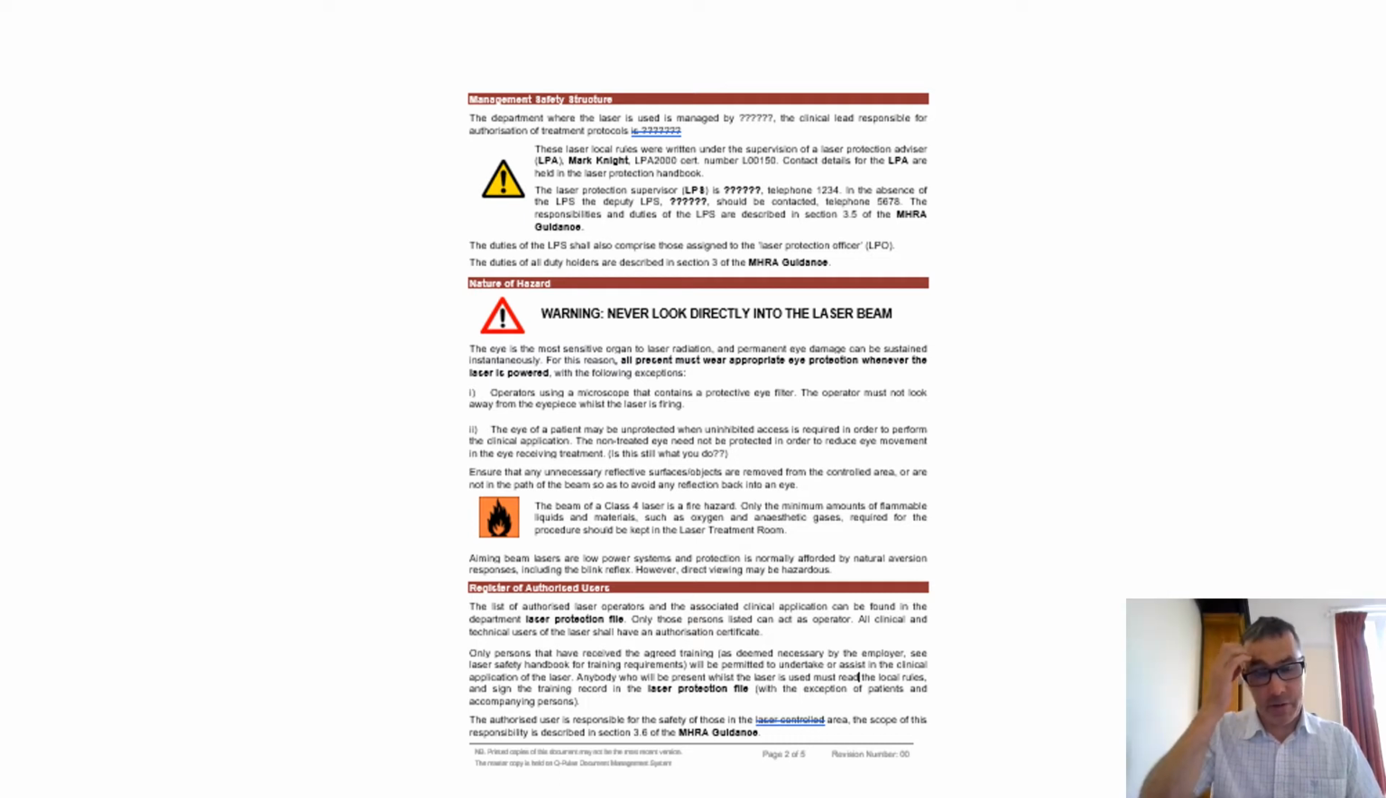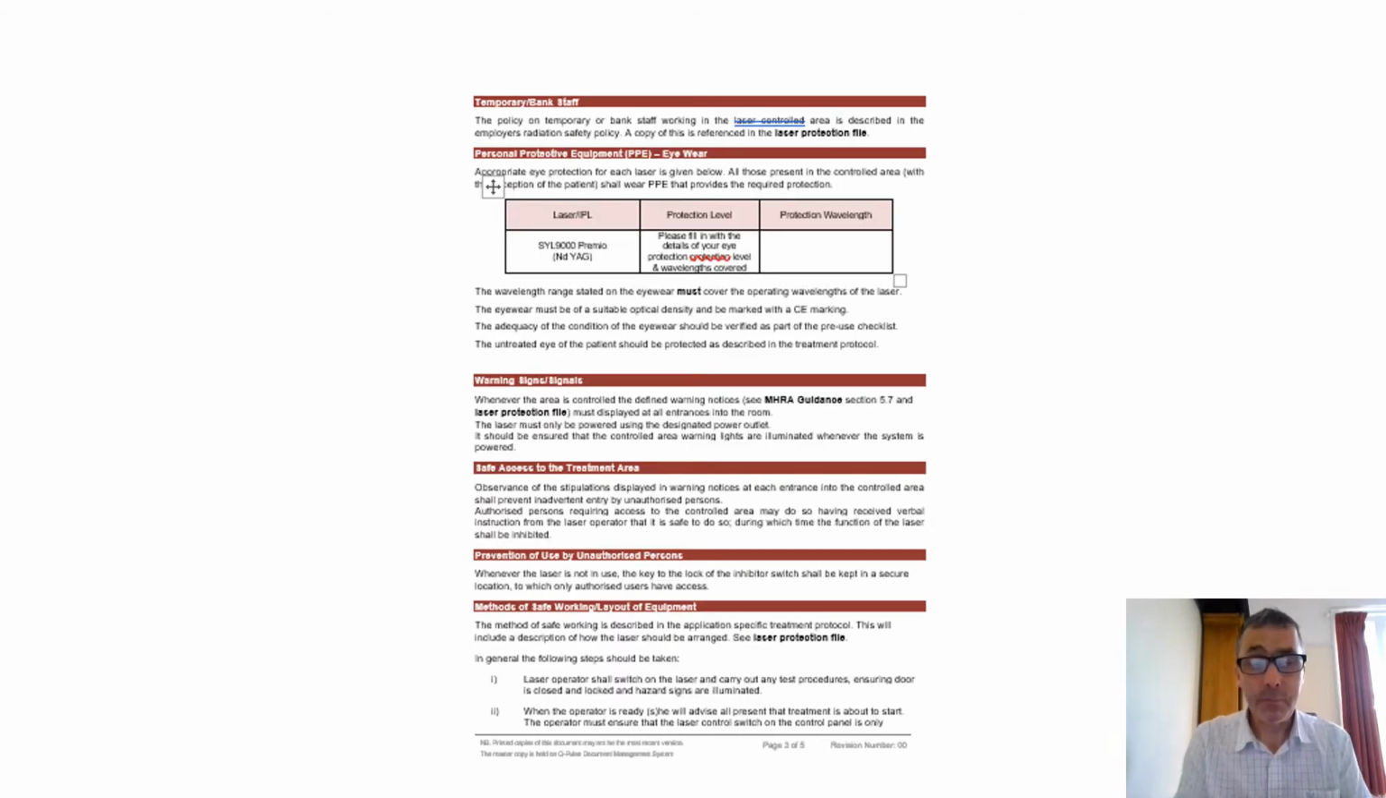What's the nature of the hazards? So people who read the local rules are very aware what kind of laser this is, what kind of hazards are present in the room, and how do you protect yourself. And a section at the bottom here, a register of authorised users, and only those people on the register could use the laser. Another page of the local rules here talks about personal protective equipment.